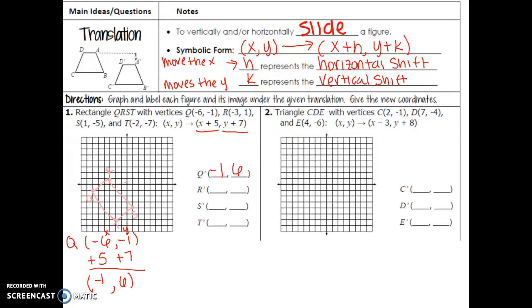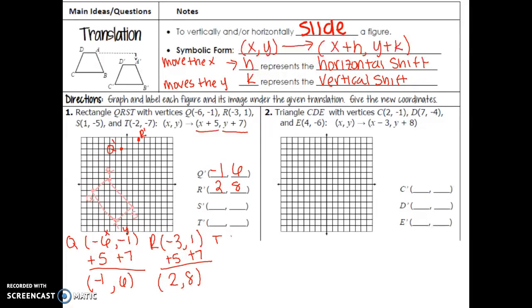So I'm going to go to -1, and then I'm going to go up 6 in the y direction. 1, 2, 3, 4, 5, 6. This is Q prime. For my R, I said -3, 1. Again, I'm going to add 5 to my x's and add 7 to my y. So my new coordinate, -3 plus 5, that's a +2. 1 plus 7, that's 8. My R prime is going to be 2, 8. So 1, 2, then 1, 2, 3, 4, 5, I think that's 8 over here. That's R prime.